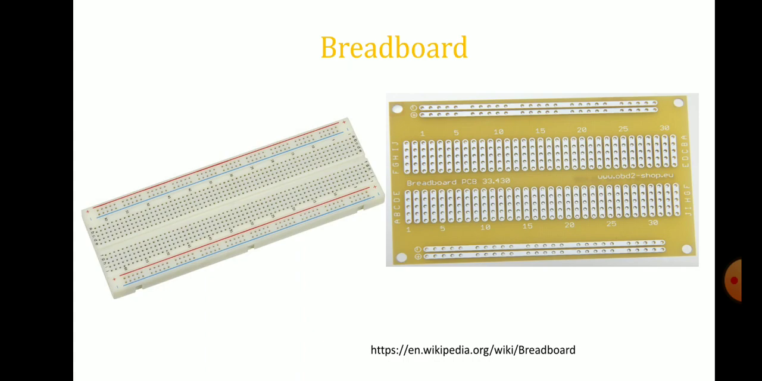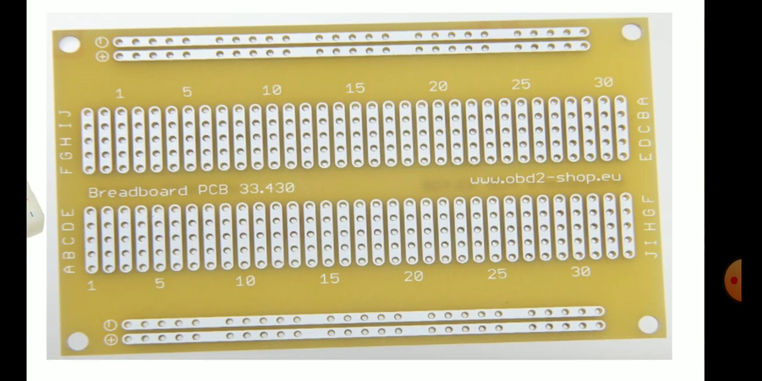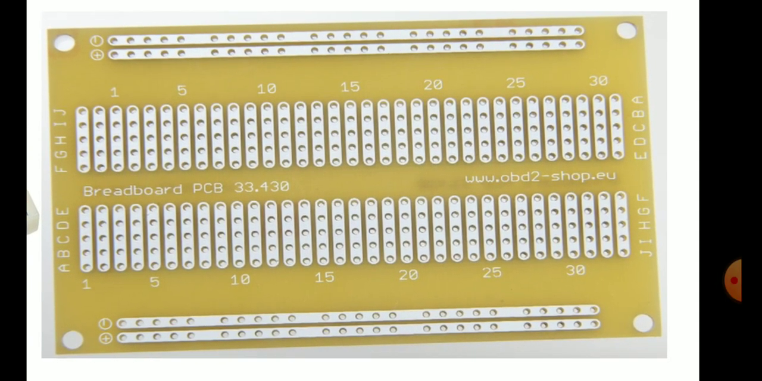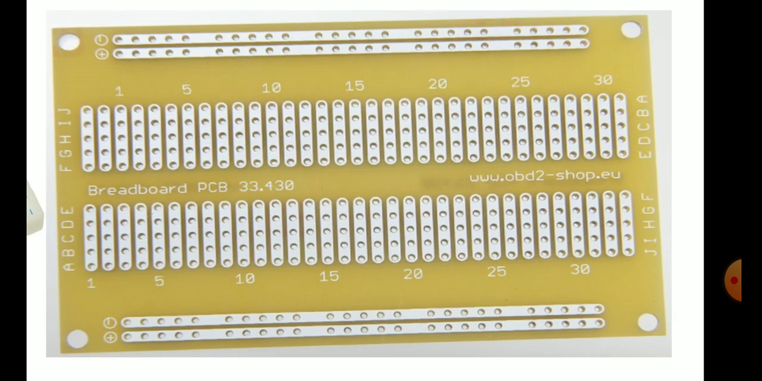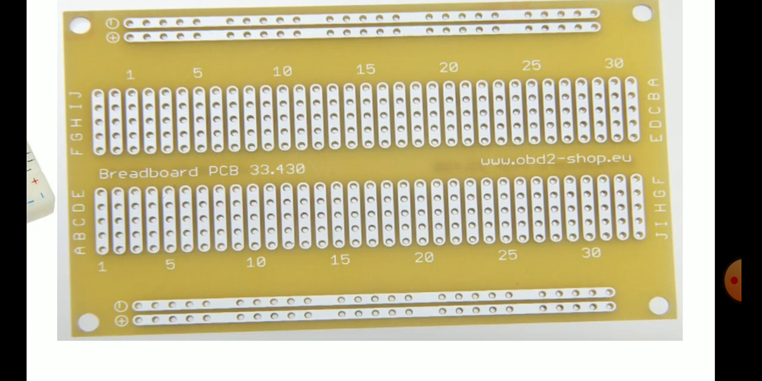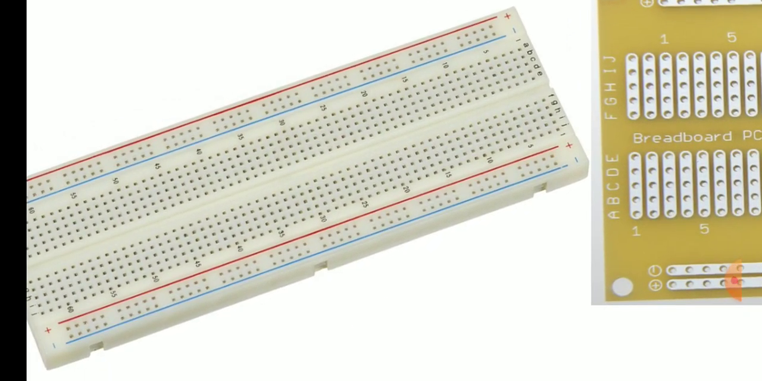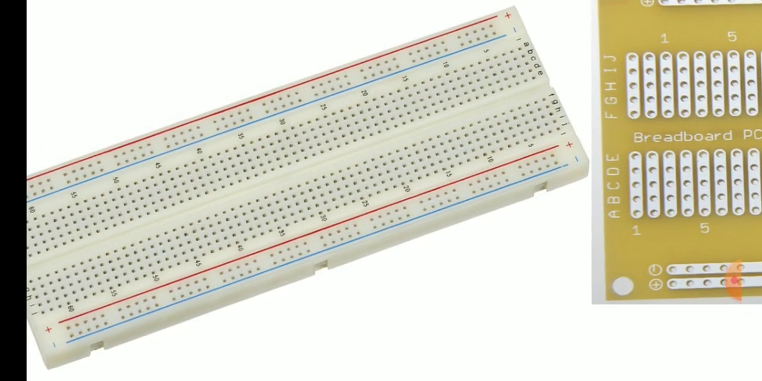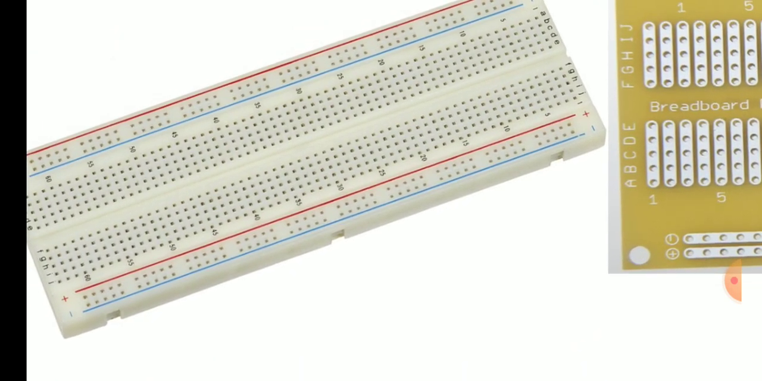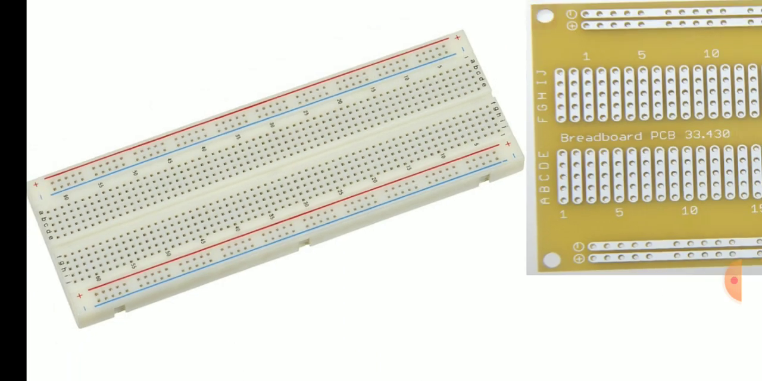The remaining holes, A, B, C, D, E, whatever is marked, are vertically connected, just like this. This is the back side. If we open the panel, the breadboard will look like this. So the front view will look like this. In this we can connect our IC, and connecting wires also we can connect accordingly, so that it will be more convenient for checking our logic gate.